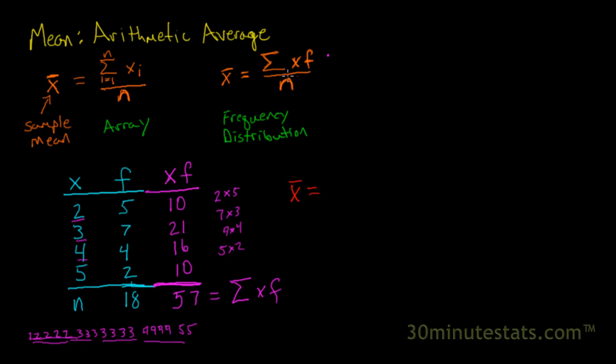Well, now we can compute our average. Using our formula, the sum of x times f in the numerator, we know that the sum of x times f is equal to 57. And we need to divide that by our sample size n, which is 18. That's going to give us 57 divided by 18, which means we've got an average of 3.17. So x bar is equal to 3.17.